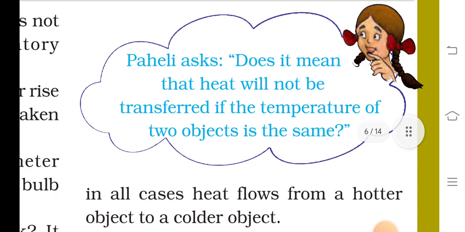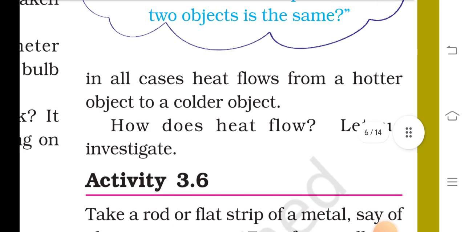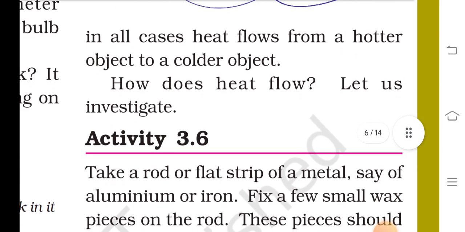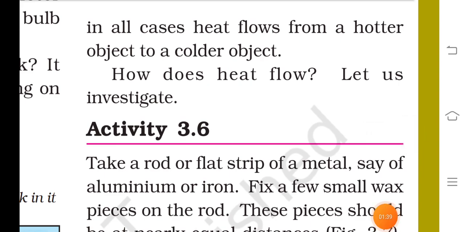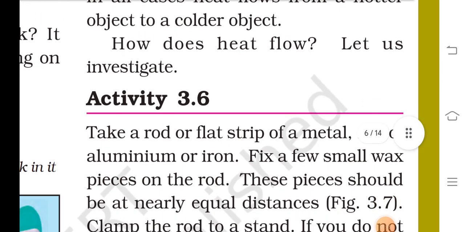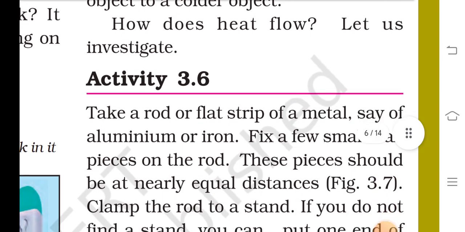Paheli asked, does it mean that heat will not be transferred if the temperatures of two objects are the same? In all cases, heat flows from a hotter object to a colder object. How does the heat flow? Let us investigate.